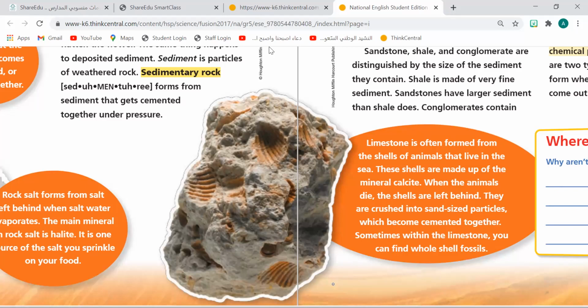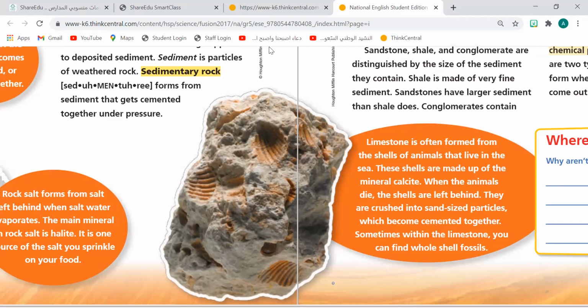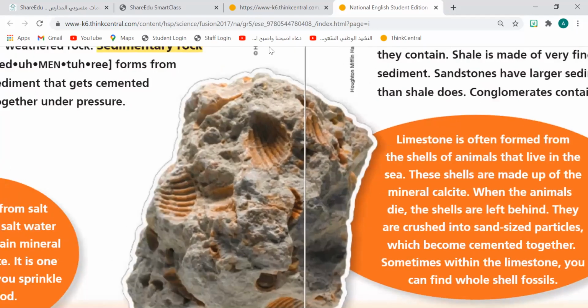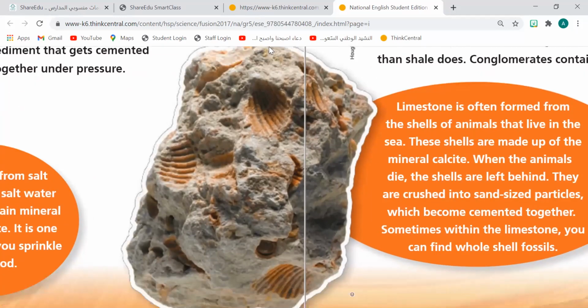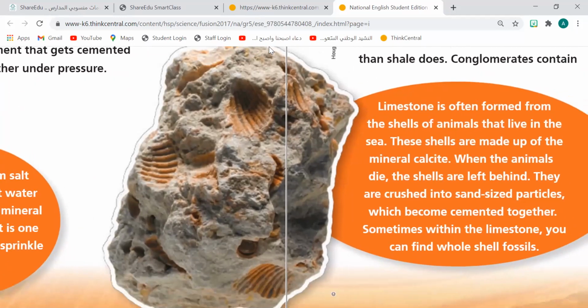It has what else? Only rocks, or can you see something? I see something in orange and it looks like a fork. What is it? Shell? Yes, excellent. It's a shell. This shell is made up of the mineral calcite. So this shell is made of calcite. When the animals die, the shells are left behind.